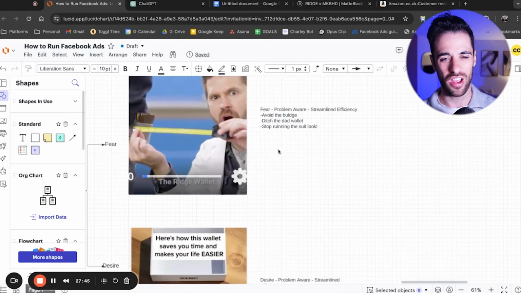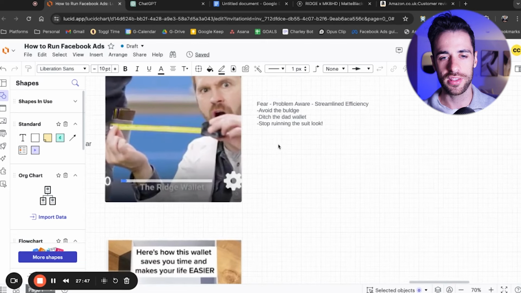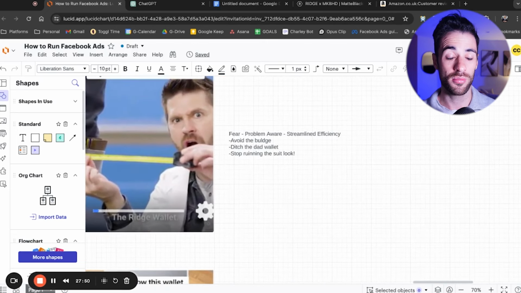So I've not spent a lot of time on these. You really want to spend the time doing them. Some of them are ones Ridge Wallet I've actually used. Others I've just kind of come up with. So they're not the best, but they'll show you how you actually do this.